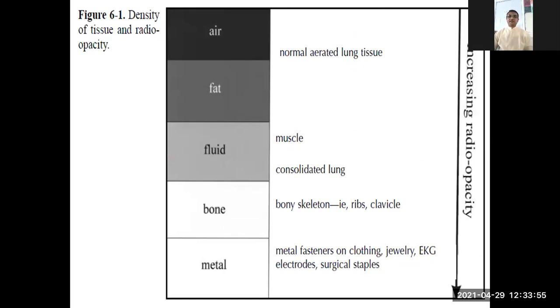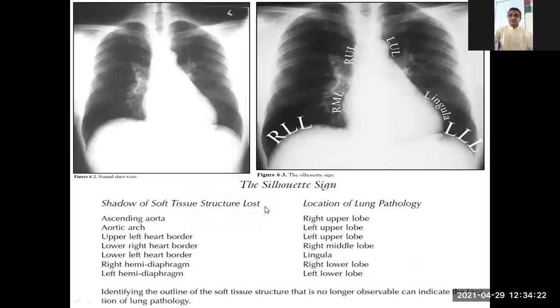Then we had discussed the various densities. The higher the density, the whiter you will see it in the X-ray. The lesser the density, the darker the film will look. So whenever air is there, you will see a dark space, and whenever metal or higher density is there, it looks whiter.